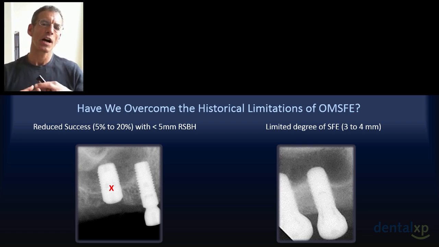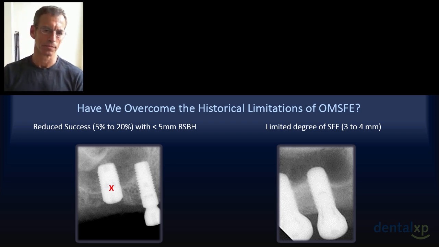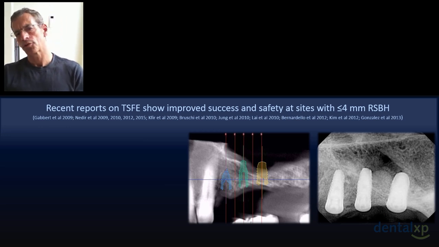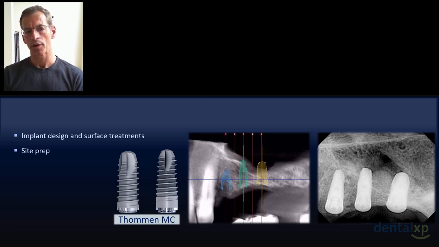At this point, have we overcome the historical limitations of osteotome-mediated sinus floor elevation? Well, we know about reduced success with less than 5 millimeters of subantral bone, and certainly the reported limited degree of sinus floor elevation with this osteotome approach. And recent reports on transcrestal elevation do show an improved success and safety at sites with less than or equal to 4 millimeters of subantral bone. And certainly that's because our implant design and surface treatments have improved, and we know how to prepare or under-prepare these sites by 5 to 15% to improve primary stability.